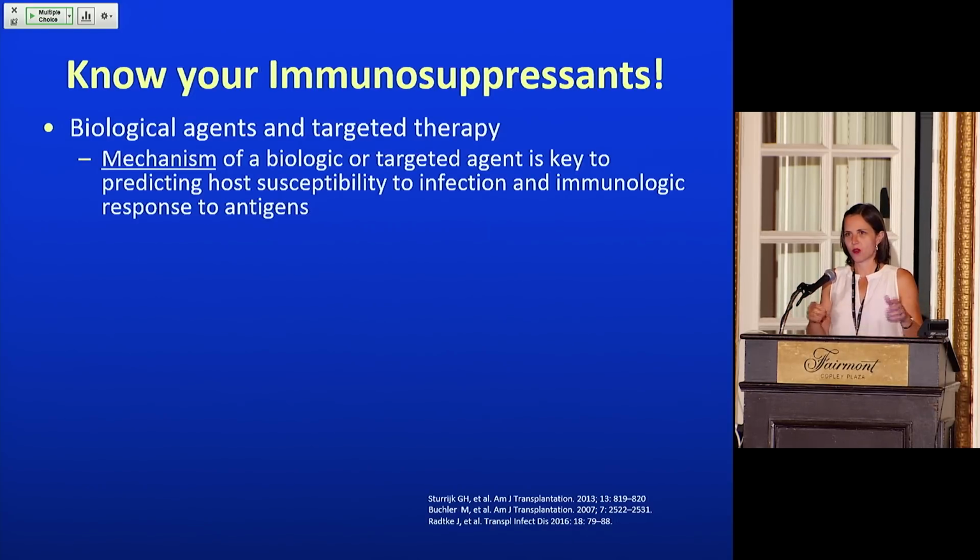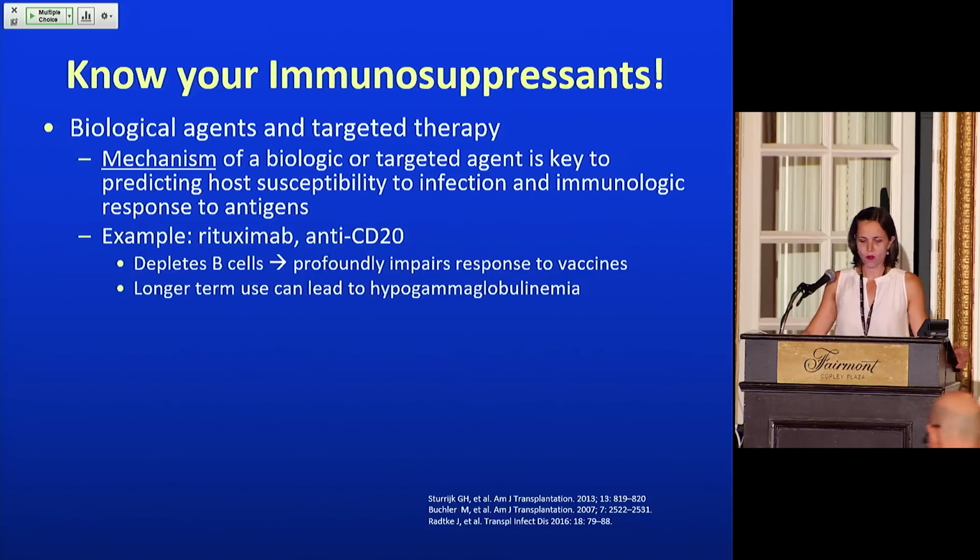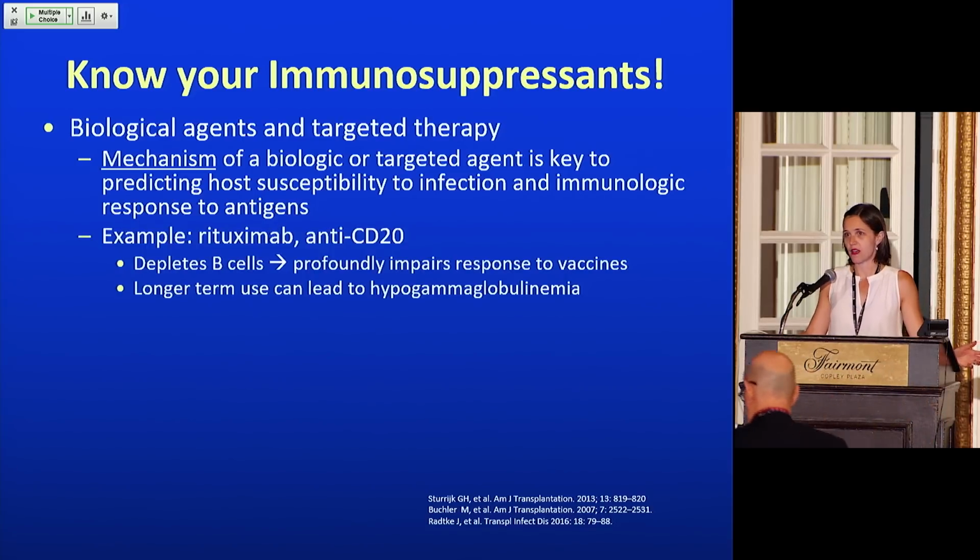So another really important point, which gets back to understanding the net state of immunosuppression, is understanding the immunosuppressant itself. With biological and targeted therapy, understanding the mechanism of that agent is really going to help you understand what kind of infections they're going to get related to that exposure. So for example, rituximab, as you all probably know, is an anti-CD20 antibody. So it takes out B cells.